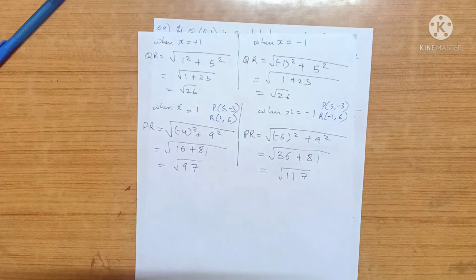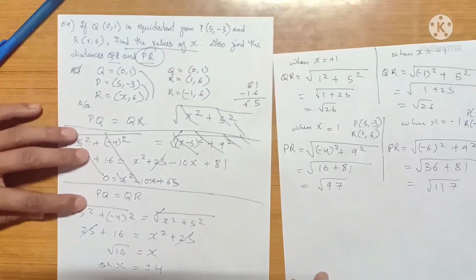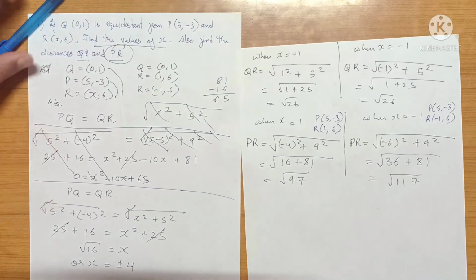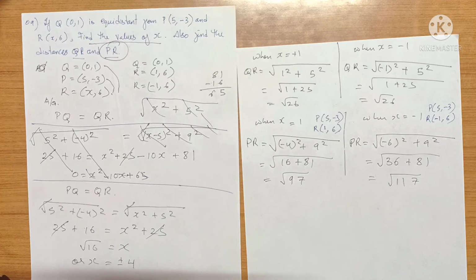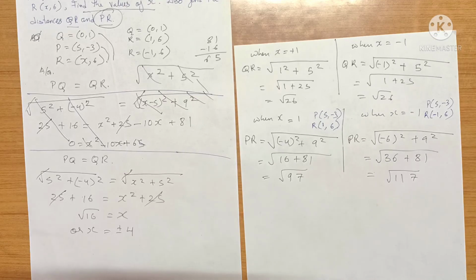Okay, so that's it for number 9. I'll keep it like this. I hope my answers are correct. Please check from the back side of the book. If it's wrong, we'll correct it. Okay.